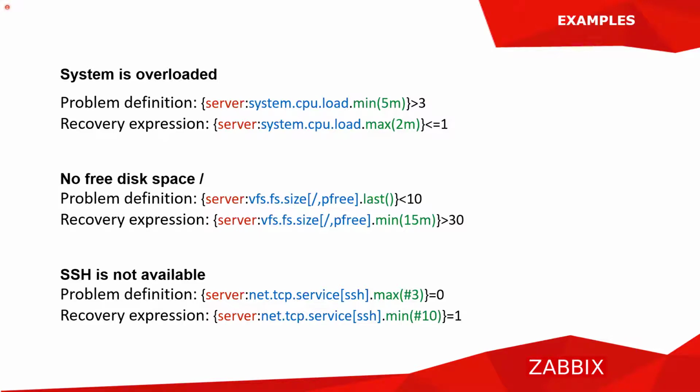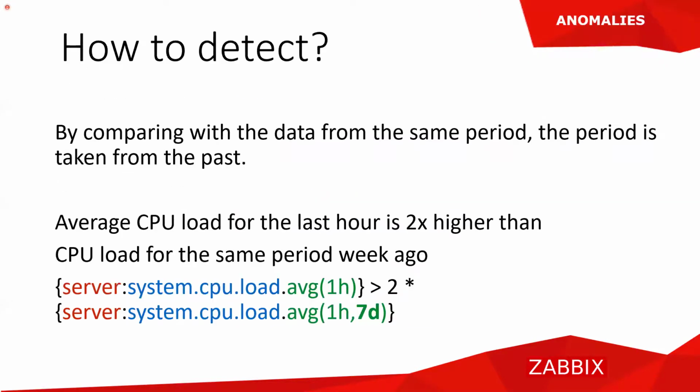Or SSH is not available, so we are checking the TCP service SSH. The maximal value for three checks is 0. Then we will trust SSH again when the actual state of the service is fine, which is 1, for at least 10 checks, and it will be the minimum value received for those 10 checks.